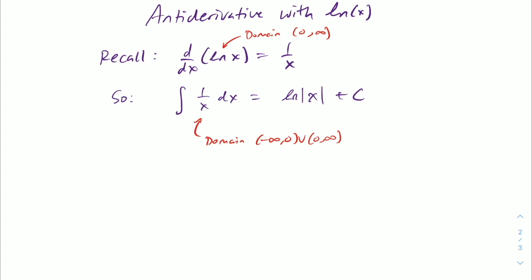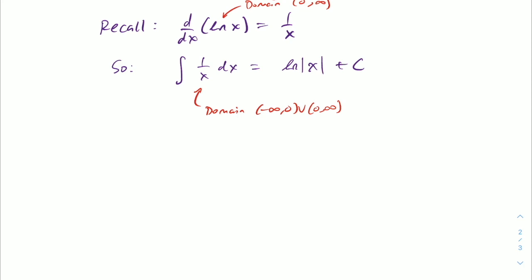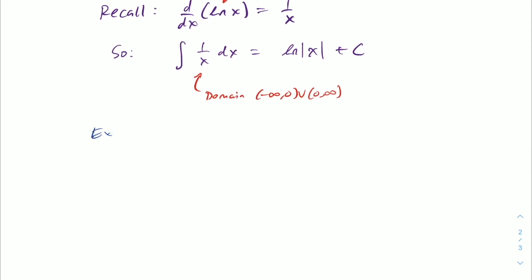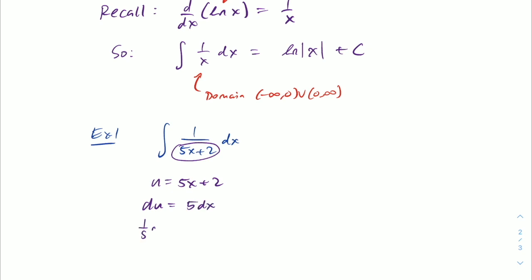Okay, so let's do some examples. First example here, we're going to be integrating 1 over 5x plus 2. Okay, so we don't have 1 over x, we have 1 over 5x plus 2. So we have an inside, which is 5x plus 2. Let's call that u. And then we'll find du. du is going to be 5 dx, or 1/5 du is going to be dx. So now we can convert this integral. We'll get 1 over u times 1/5 du.